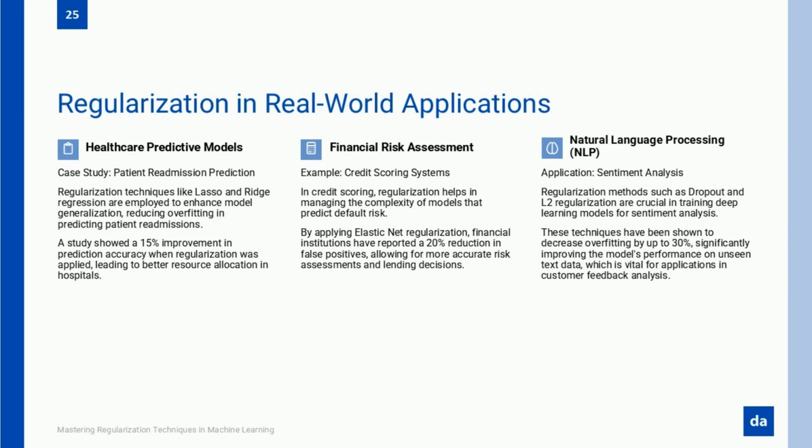Across industries, regularization ensures that machine learning models aren't just accurate, they're reliable, fair, and scalable. In healthcare, it prevents models from overfitting to specific patient populations, improving outcomes across diverse demographics. In finance, it ensures that risk assessments are based on generalizable patterns, not outdated correlations. In NLP, it makes language models adaptable to new text styles and use cases.